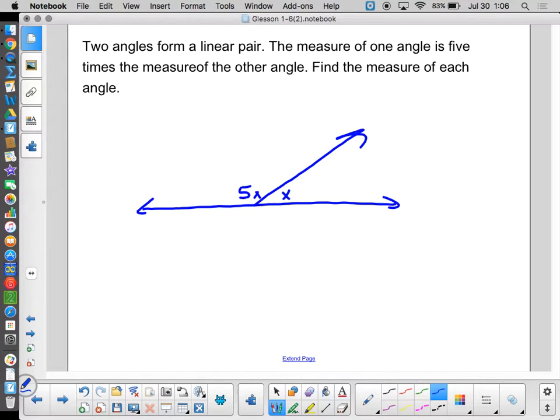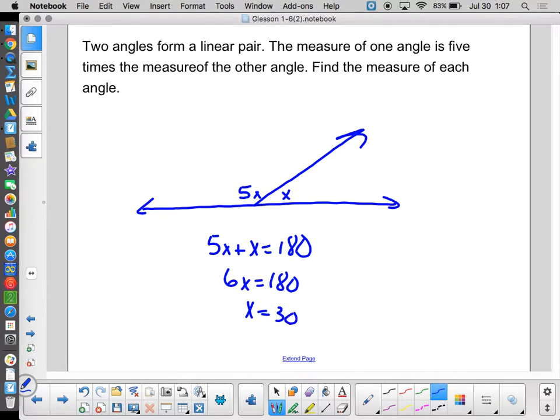You're going to hear me say that all the time this year. What's the relationship? Life is about relationships. Geometry is about relationships. What's the relationship? Mathematically, how are they related to each other? In this case, since they're a linear pair, it means they're supplementary. They add up to 180. And from there, it's pretty simple to solve.